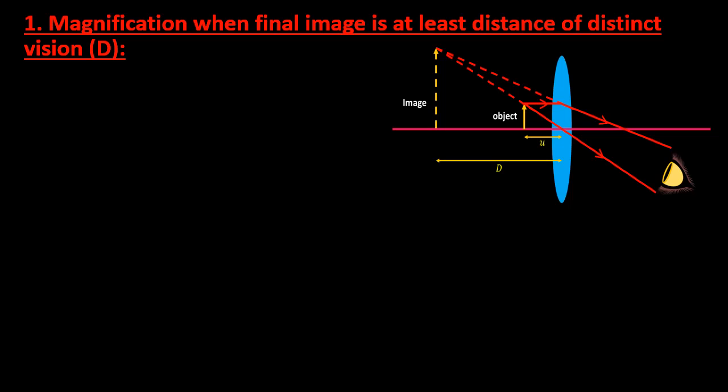Now let us derive an expression for magnification due to a simple microscope when the final image is formed at least distance of distinct vision. As we already know, the linear magnification is given by the formula m equals v by u, where v is the image distance and u is the object distance. This formula you have learned already in class 10 also. Then we use the lens formula.